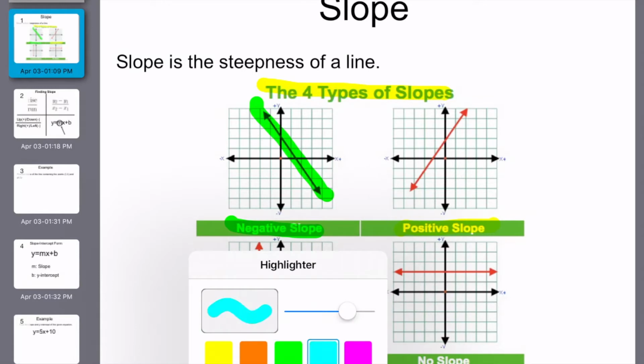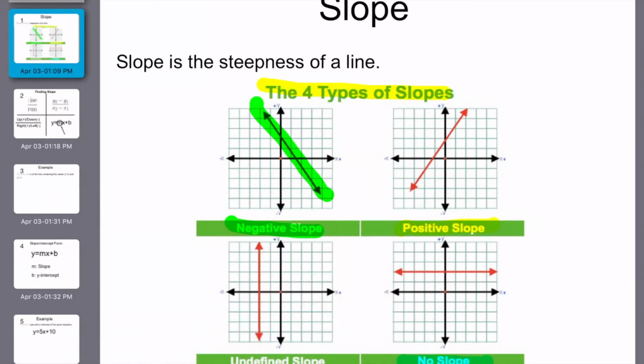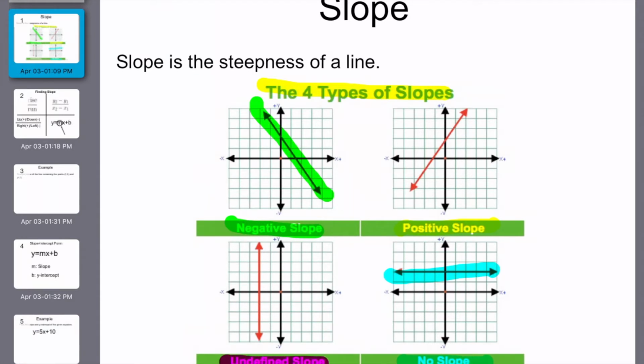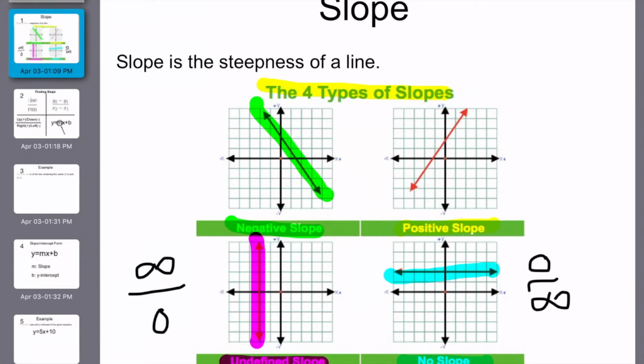There's also no slope or a zero slope, which goes from left to right and it doesn't go up or down. And then there's also an undefined slope, which only goes up or down and it doesn't go left or right at all. Okay, so we can also think of no slope as 0 over infinity and undefined slope as infinity over 0. Okay, but it's really important to remember positive and negative slope.